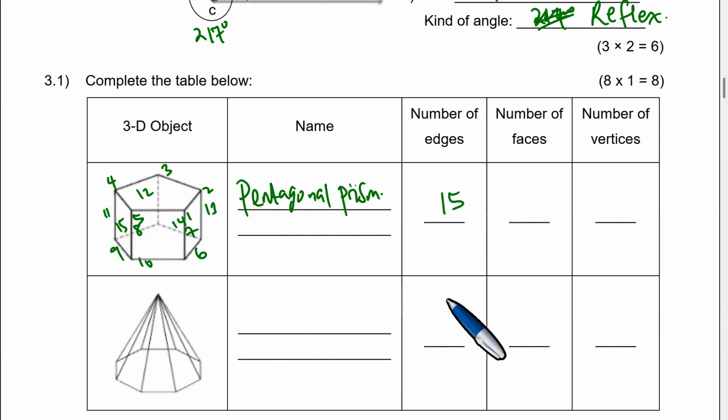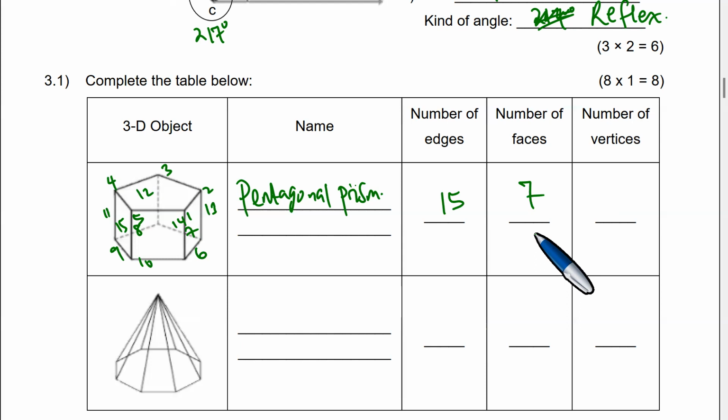15 edges. How many faces are there? Seven. Please come again. Seven faces. Well done. Excellent. The total of 7 faces. How many vertices are there?